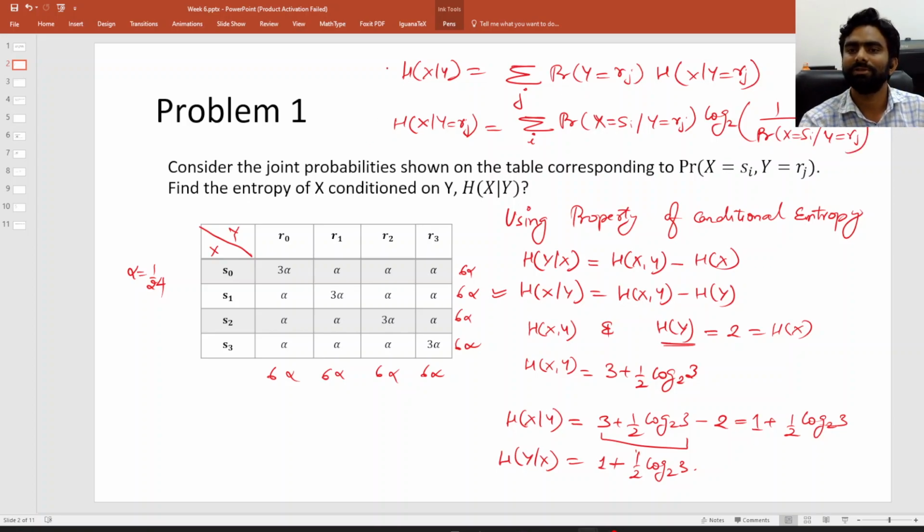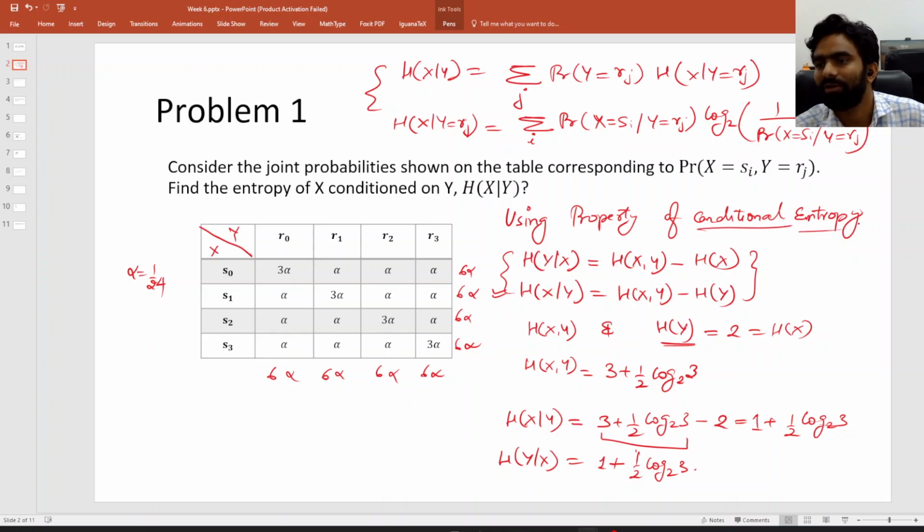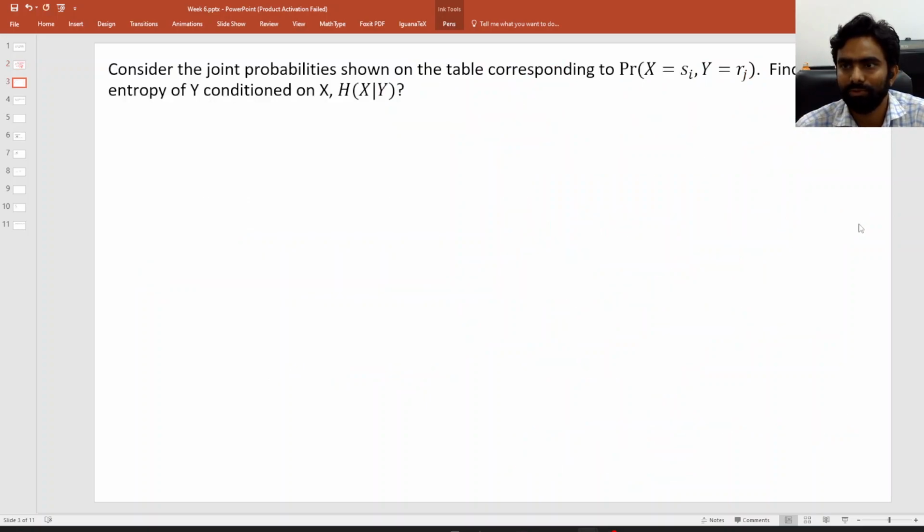Clear? By using these two formulas, you can also calculate, and using these properties directly we can obtain, if we have already obtained H of XY, H of X and H of Y, the conditional entropies. Clear? So yes, any doubt in this problem? Have you understood what we have done last time and this time? Okay, so we'll move to problem number 2.